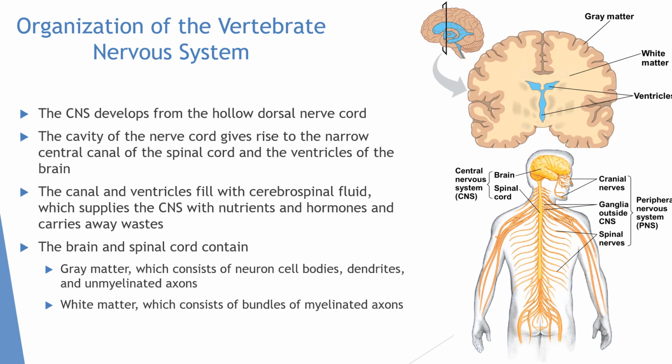Now, the brain and spinal cord contain two types of matter. Gray matter consists of a lot of neurons, cell bodies, dendrites, and unmyelinated axons, which you can see in our picture on the outside covering the brain. The white matter consists of bundles of myelinated axons, and within the picture, you can see it's more in the center. Those are the two types of matter you're going to see consistently in the brain and the spinal cord.